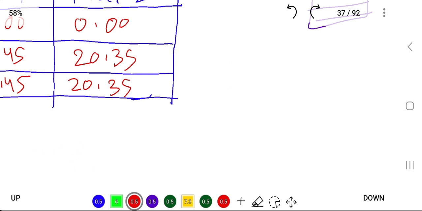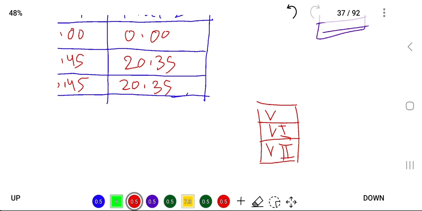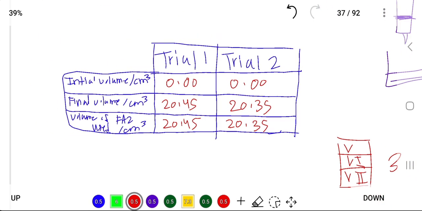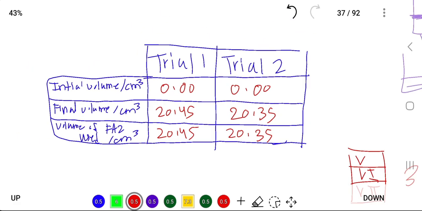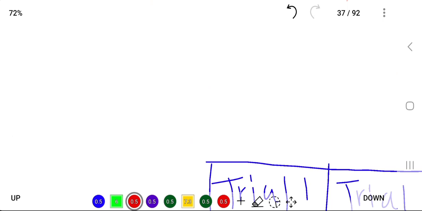And now the last marks, which are V, VI, VII, these are called the accuracy marks, which are 3 marks, right? And you won't get them unless your values make sense. Again, what was my point that I said? That the values, let's write them down.